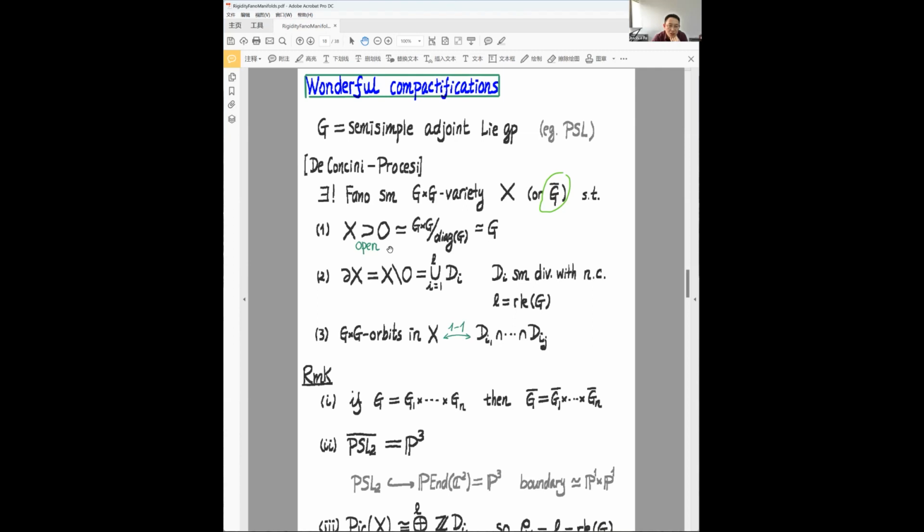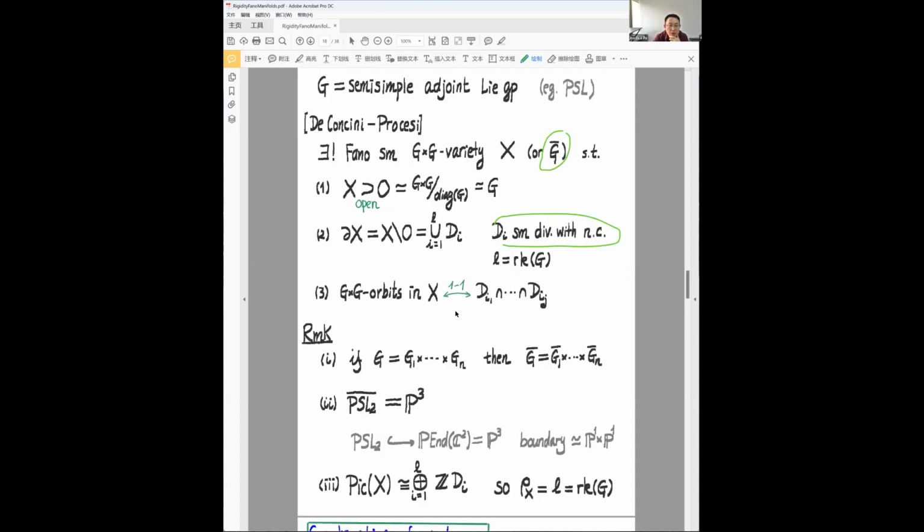First of all, of course, it has an open orbit, which is just G itself. And the boundary divisors are very nice. They are all smooth divisors with normal crossings, and the number of divisors is just the rank of the Lie group. Then the third property is about the orbits. The orbits are given by intersections of these divisors. Each orbit is given by the open part in the intersection of some boundary divisors.